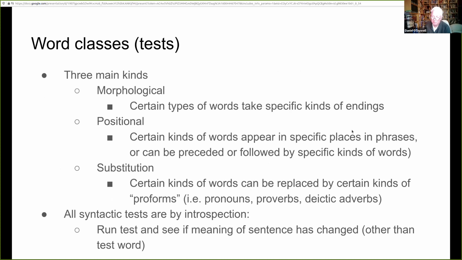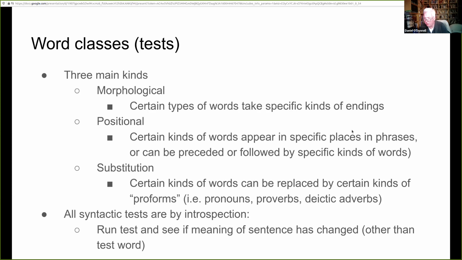So probably the most important thing we did was to do with the word classes and the tests there. Depending on how it was taught in your section, you may or may not have got an overview of this, but in broad terms, we use 3 different kinds of tests. We use morphological tests, that is to say, we check whether or not it can take a specific ending. We use positional tests, and that is to say, certain kinds of words can appear in certain sorts of places or can move in certain ways, and they can be preceded or followed by other kinds of words. And so that's how we would check if something is there.